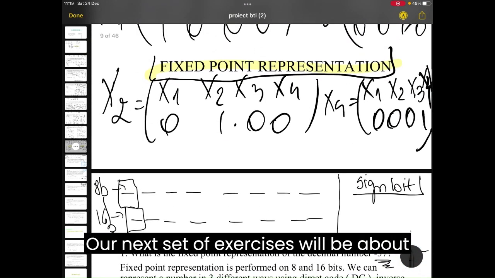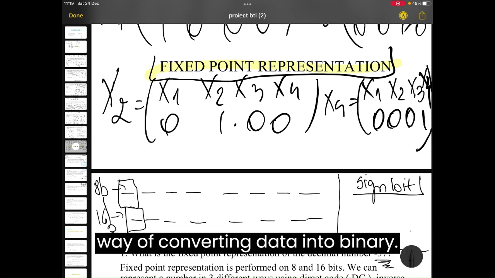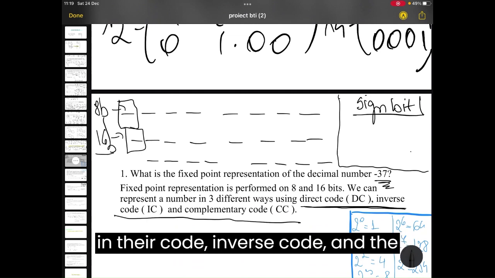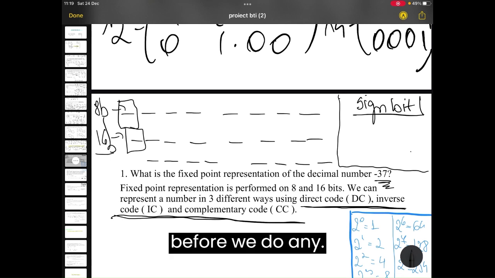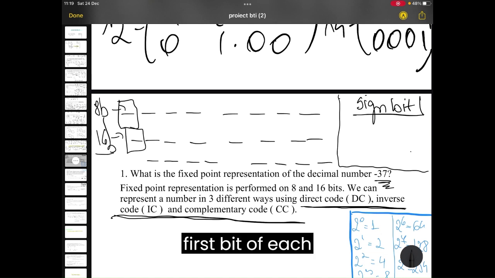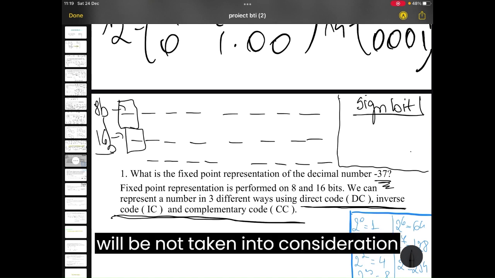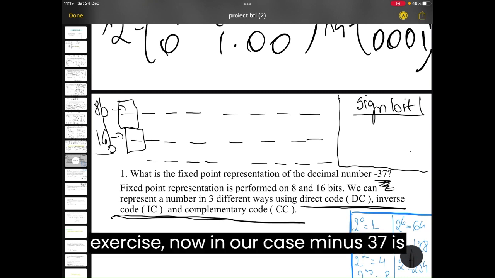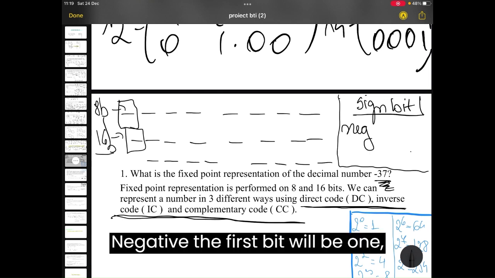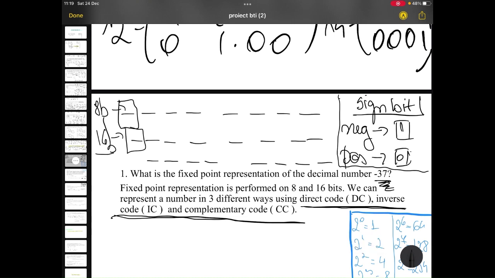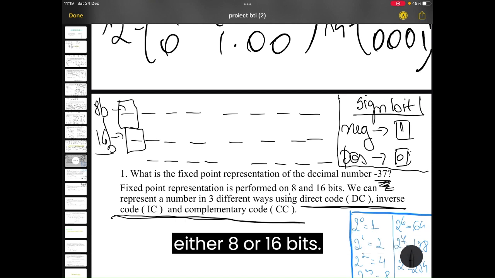Our next set of exercises will be about fixed point representation, which is a way of converting data into binary. We can do this in three different ways: direct code, inverse code, and complementary code. Before we do any exercise, we must specify that the first bit of each representation is the sign bit, and it will not be taken into consideration when calculating the sum. So if the number given in the exercise, in our case minus 37, is negative, the first bit will be 1. And if it's positive, the first bit will be 0. We can write this representation on either 8 or 16 bits.